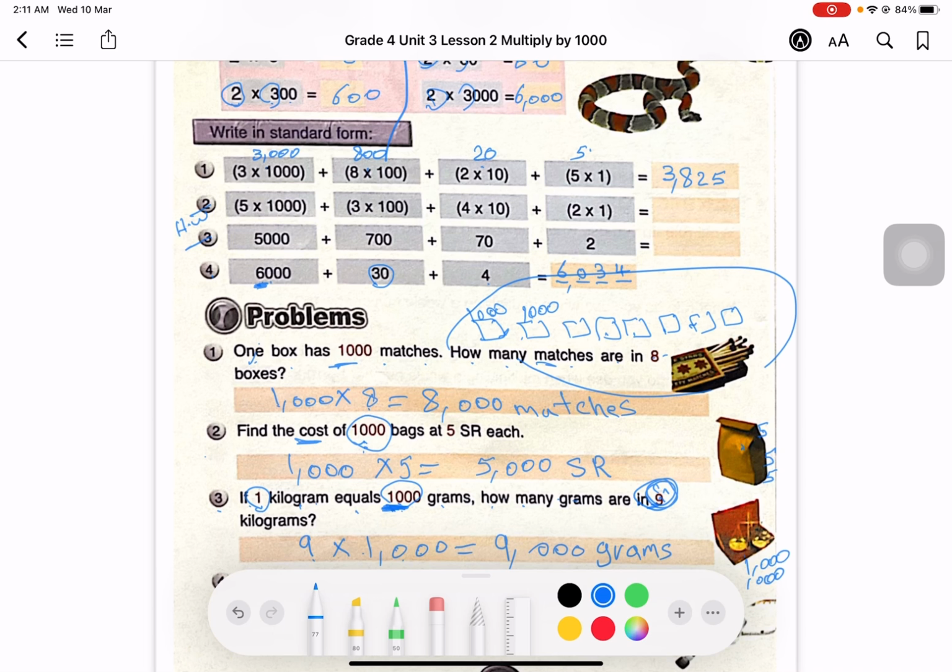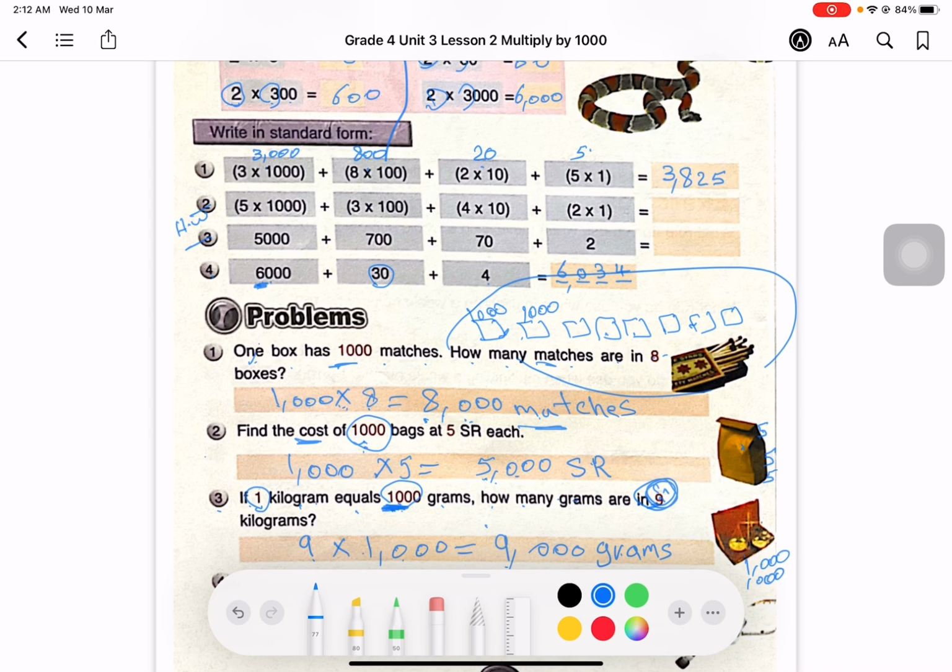If you understand from the problem that you are repeating something, that means that to know the answer, to know the product, I need to multiply. And after multiplying, you need to write your unit. Here I wrote 8,000 matches. Here I wrote 5,000 riyal, and here 9,000 grams.